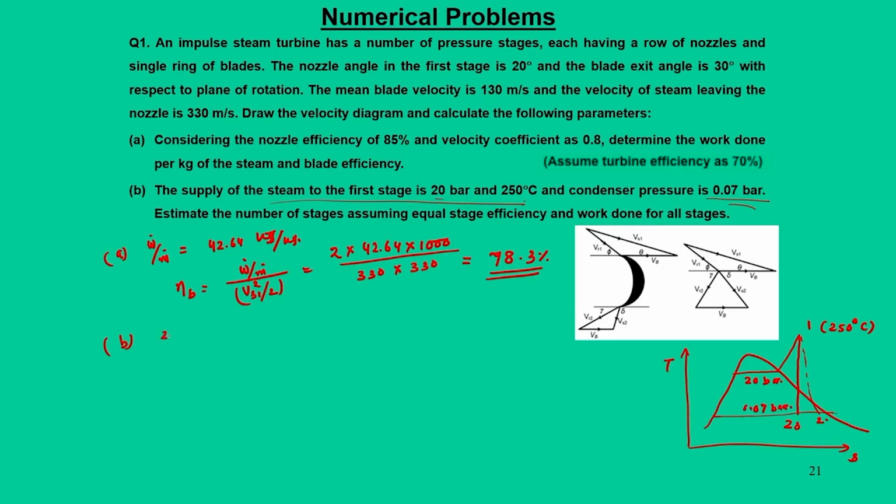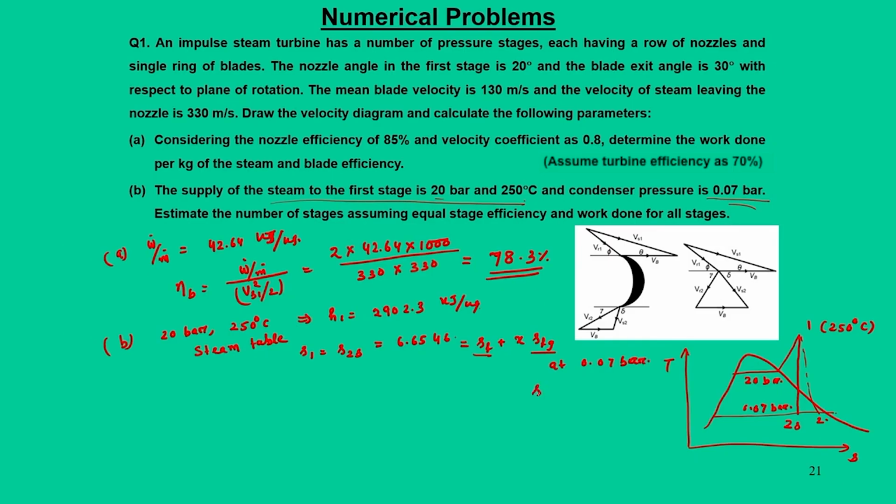So, find out 20 bar 250 degree centigrade, which implies H1, as the steam table will give you, as 2902.3 kilojoule per kg, and in this process, had it been isentropic, we would have S1 equal to S2s, that is 6.6546, and this S2s is nothing but your Sf plus x into Sfg, and Sf and Sfg have to be calculated at 0.07 bar.